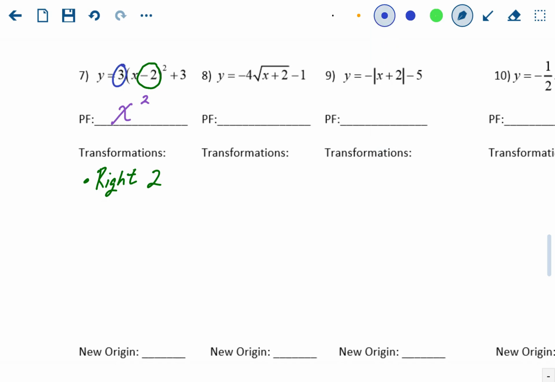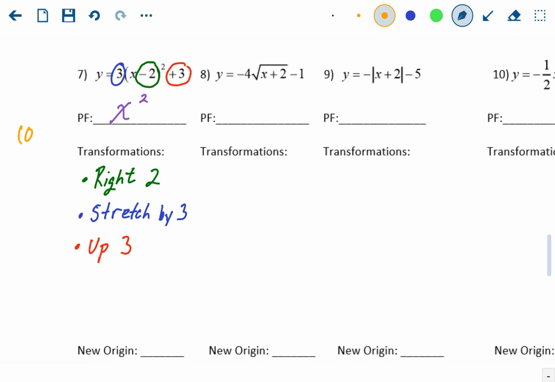So in this one, we know it's an x squared graph because it's something squared. The minus 2 on the inside moves it right 2. The 3 on the outside stretches it by a factor of 3. And then the plus 3 at the end moves it up 3 units.